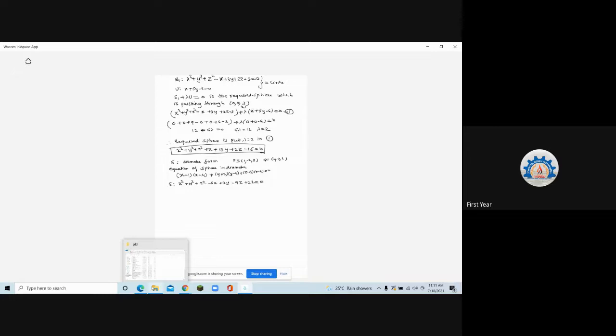ठीक है, ये मिला क्या sphere सबको? Yes, ma'am. Plane is given to you. What's the plane?